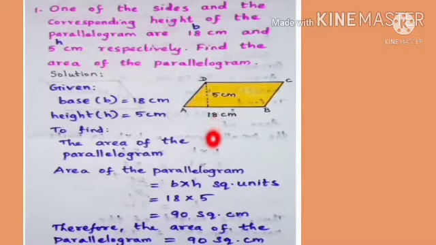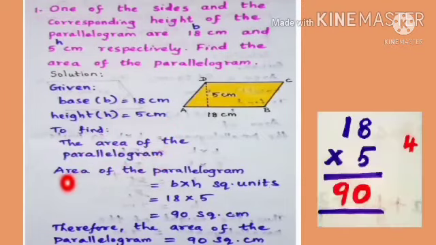So height and base of the parallelogram are given. So here we need to find the area of the parallelogram. So it is very simple. As a solution, first draw a diagram and mark the values which are given in the problem. That is the base AB is 18 cm and H is 5 cm. And then write down all the given values. That is given base B is equal to 18 cm. Height H is equal to 5 cm. To find the area of the parallelogram.